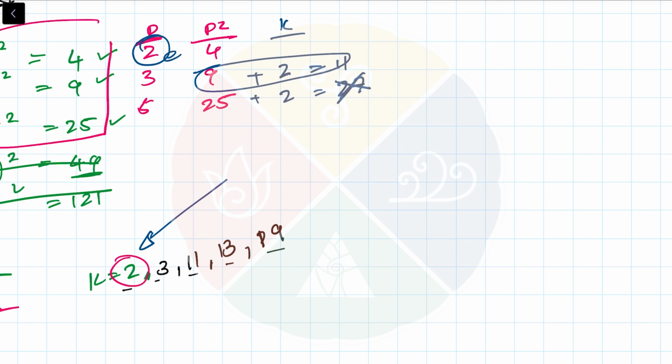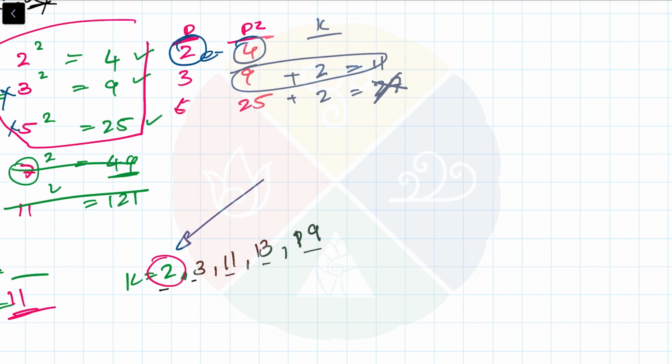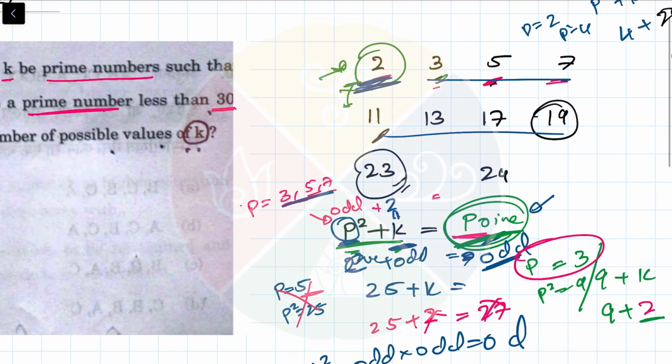When p is an even number, when it is 4, then you have to check with all the other values of k. That means 3, 11, 13, 19, all of this only can come from this position. That means when p is 4. Therefore, this is actually the easiest way to do this problem.